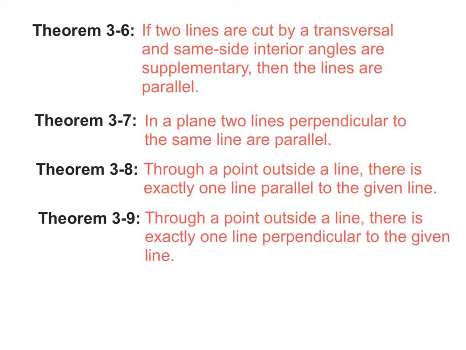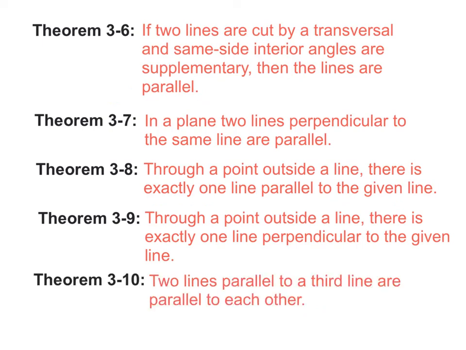Now, Theorem 3-9 is related to Theorem 3-8, except now we're talking about perpendiculars. Theorem 3-9 states, through a point outside a line, there's exactly one line perpendicular to the given line. Again, what are we saying? We have a line, and we have a point not on that line. Through that point, we can draw one and only one line perpendicular to the given line. So 3-8 says you can only draw one line parallel to the given line through that point. Theorem 3-9 says you can draw only one line perpendicular to the given line through that point.